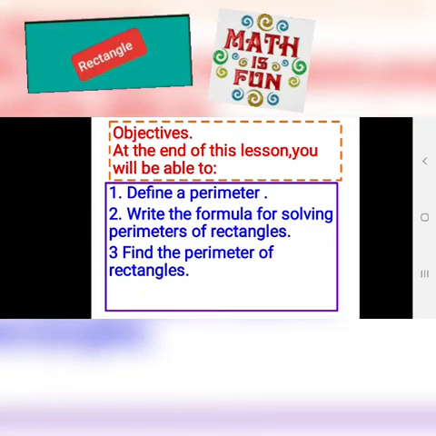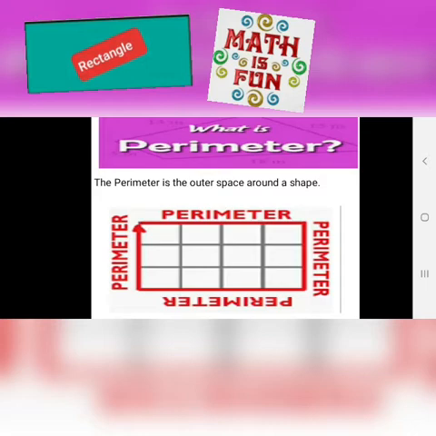So the objectives of this lesson: at the end of this lesson, you'll be able to tell what a perimeter is. You will be able to write the formula for solving perimeters of rectangles. Do not forget that just like you have rules for other lessons, you also have formulas to solve problems in mathematics. And the third one is you'll be able to find the perimeter of rectangles, which is the topic for today's lesson. Isn't that great?